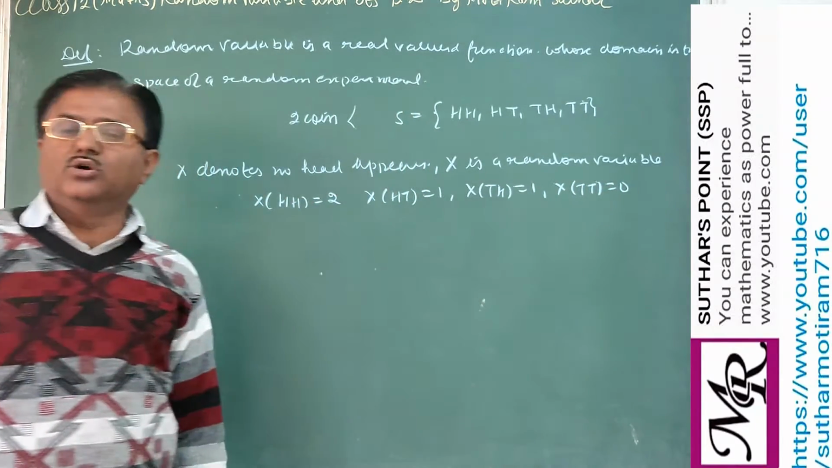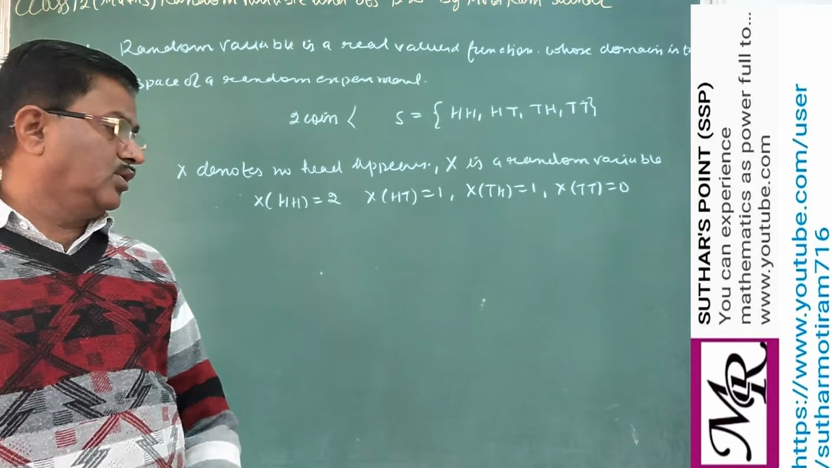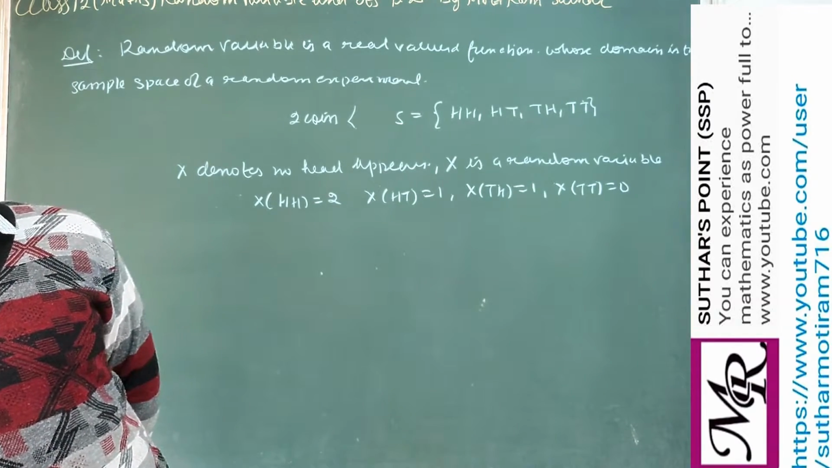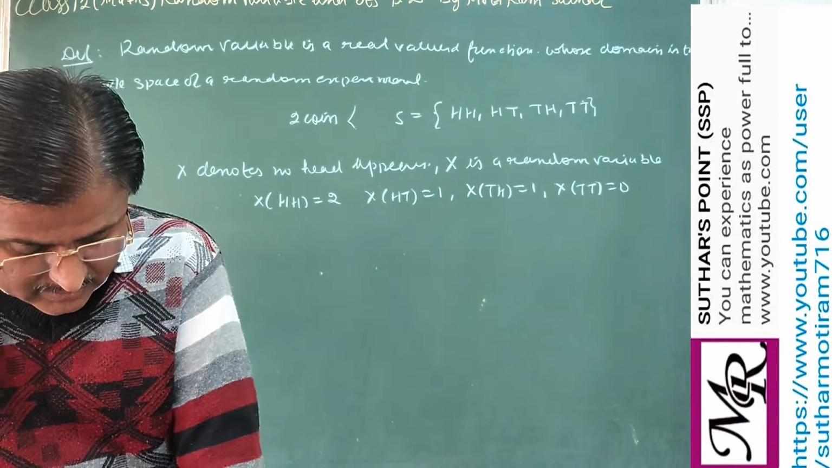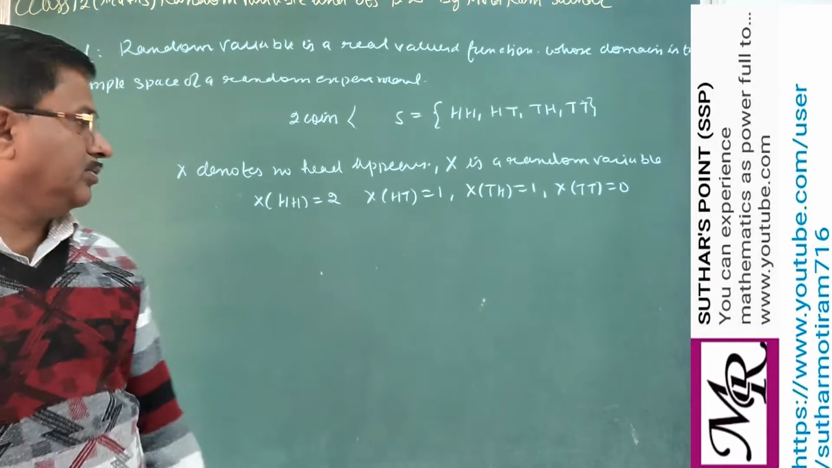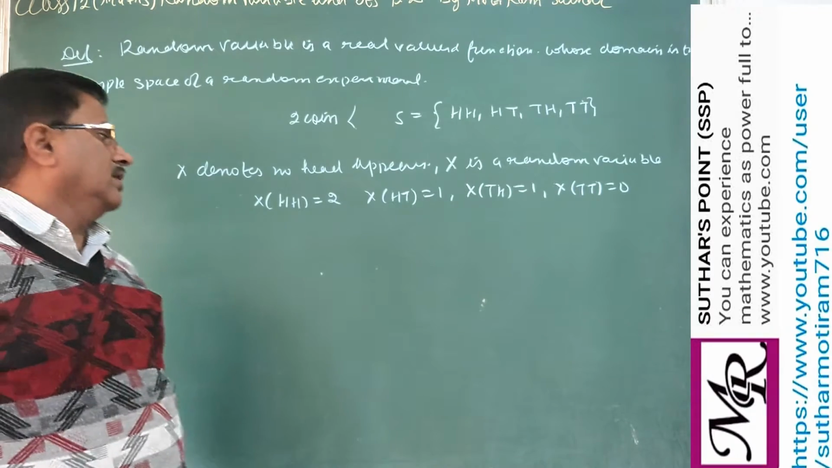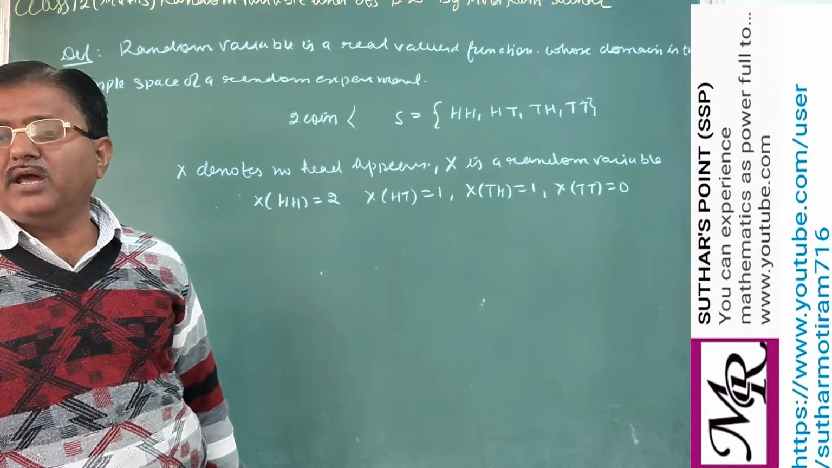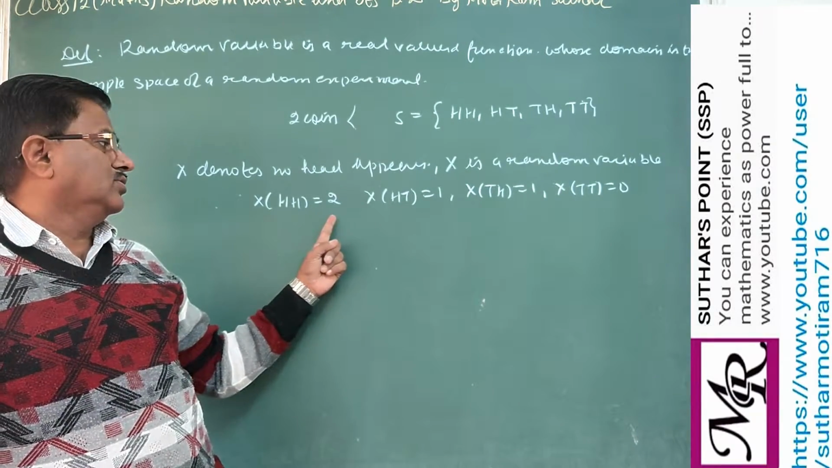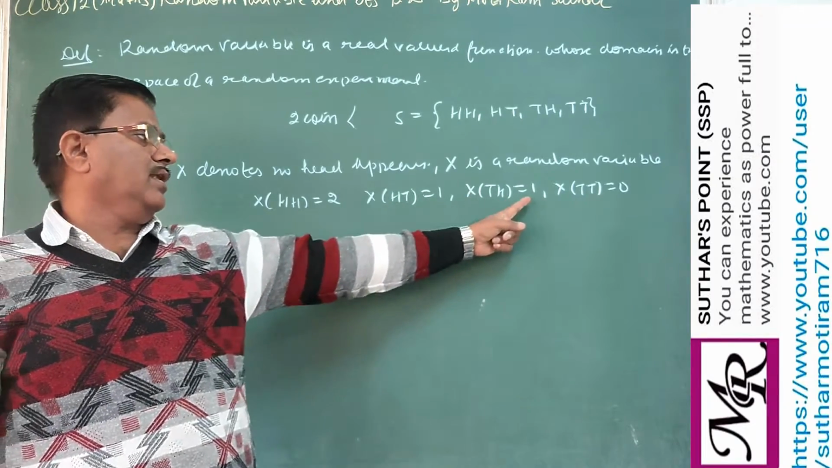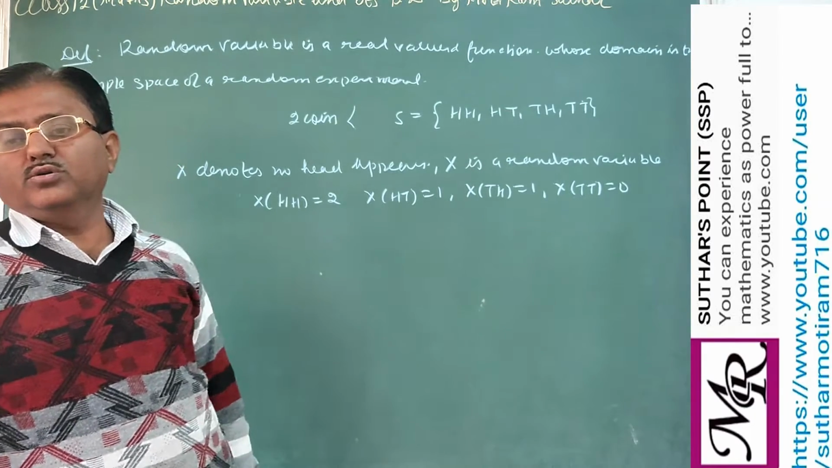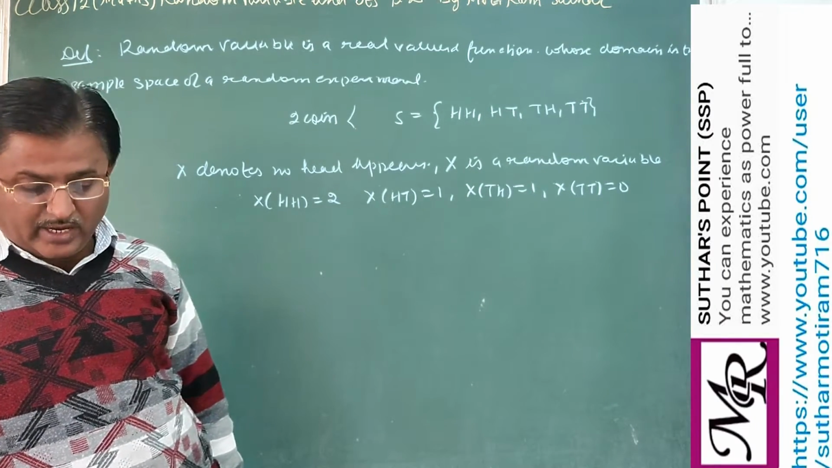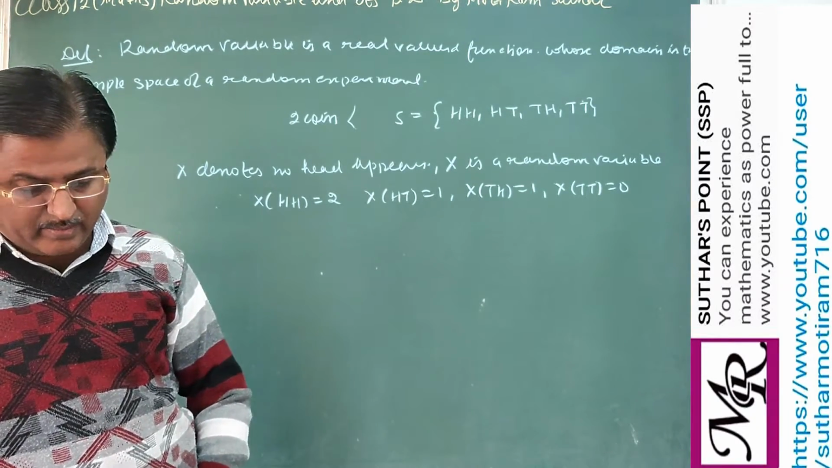So these all, 0, 1, 2, are real numbers. That's why we can say a random variable is a real number. Similarly, if you want to know Y, that is the number of tails, here the number of tails is 0, 1, 1, 2. So according to that, we have to find a random variable.